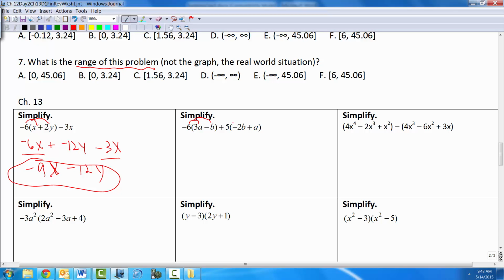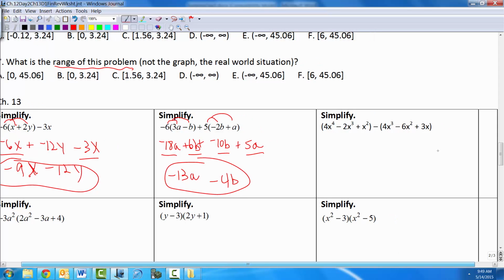Next one, distribute, distribute. This stays as a plus in between. This is negative 18a. This is positive 6b. Sorry, squeezing that in there. And then this is negative 10b, keeping track of negatives. No math magic, disappearing negatives and disappearing variables, so be careful. And then those end up being like terms. And then these are like terms. Okay, so that's 2 down.